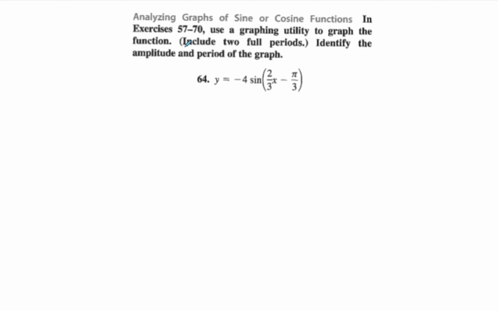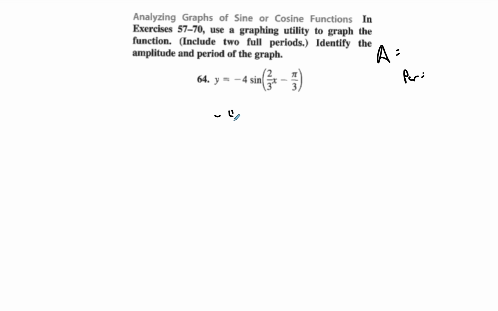Use the graphing utility to graph the function, include 2 full periods. All right, well, let's list it all off. We have A for amplitude, we have B for period, or the shift, so let's just go with period. Just go straight to period. Any phase shift? So there is no vertical shift. And what is the phase shift?